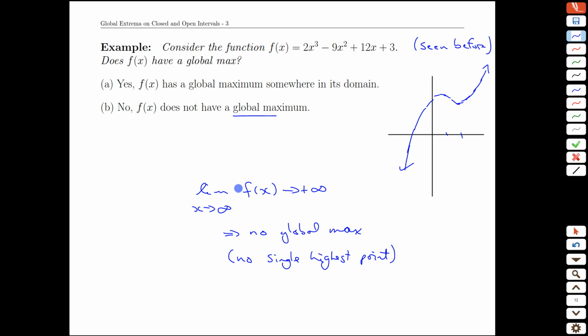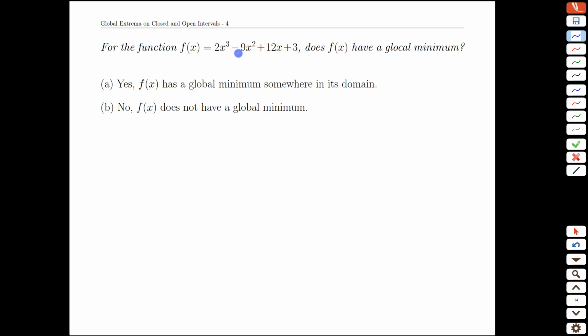So this is how a sketch or a limit calculation can assist us in determining just whether a function might or might not have a global maximum. Let's consider the same function again, but asking whether it has a local minimum. Take a moment to look at the two options, and then we'll check in.